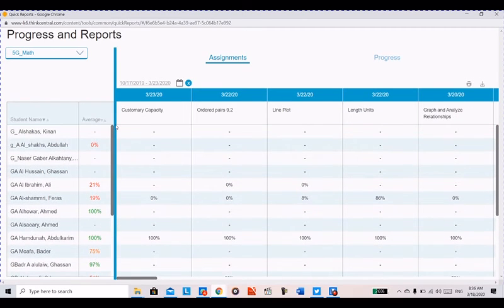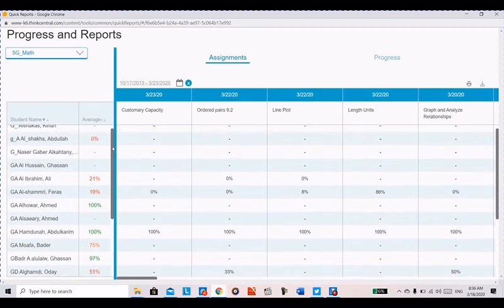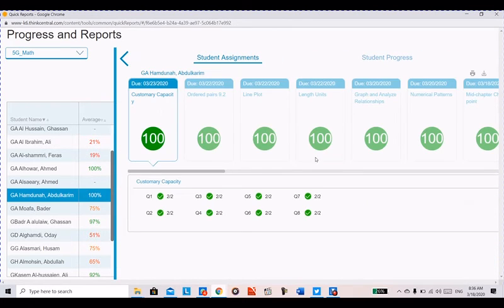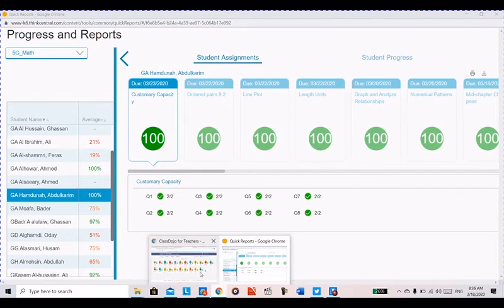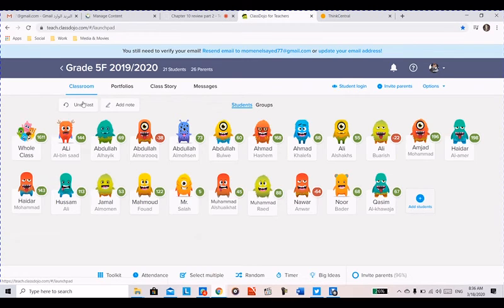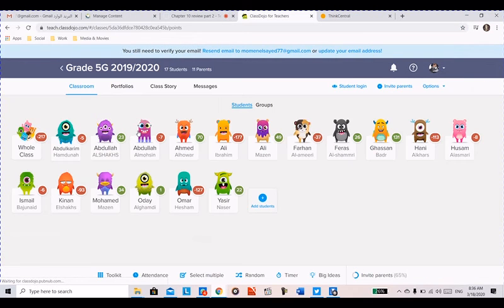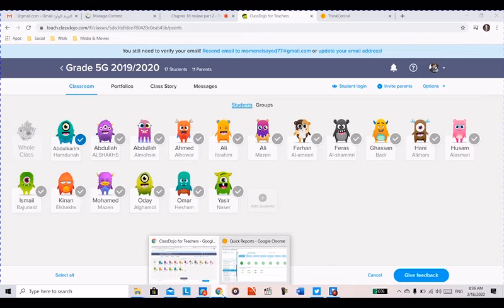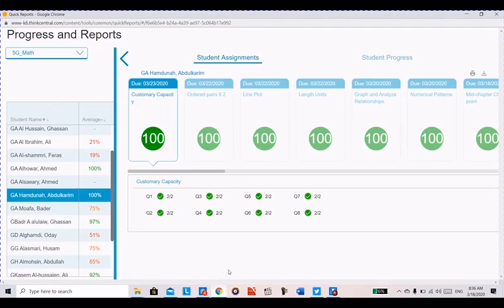5G. Okay, you have to participate more than that. 5G. Okay, we have Abdul Karim, 100%. He finished all his assignments. So let's move to 5G. Abdul Karim. Okay, next one.